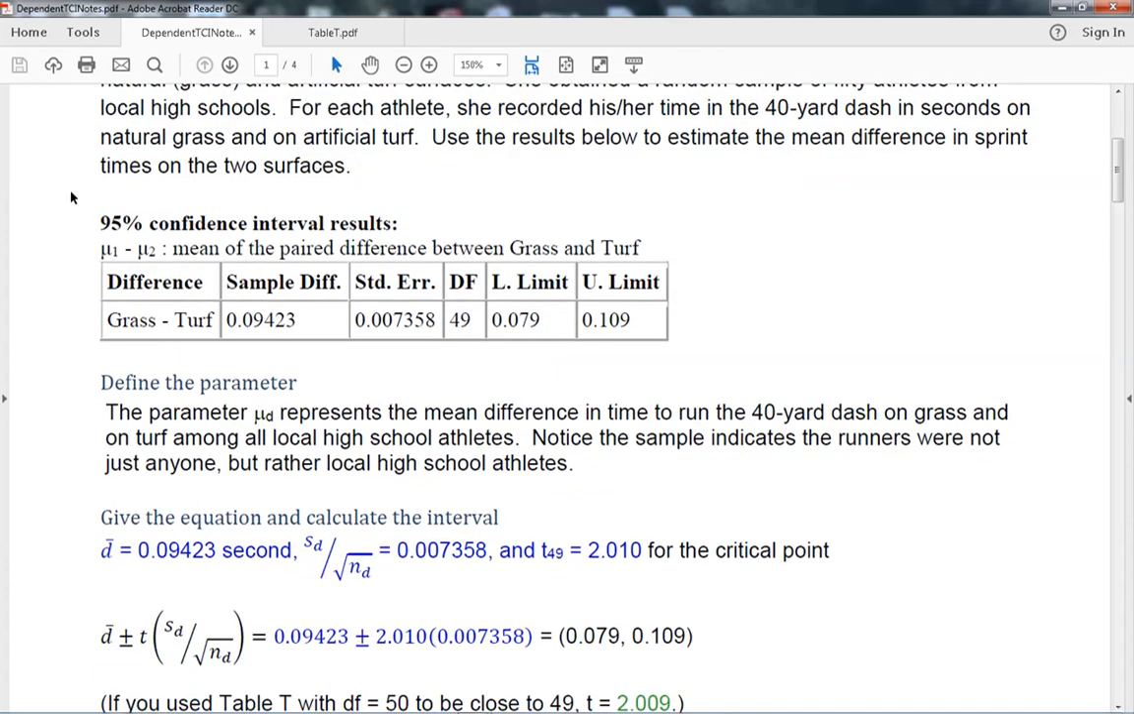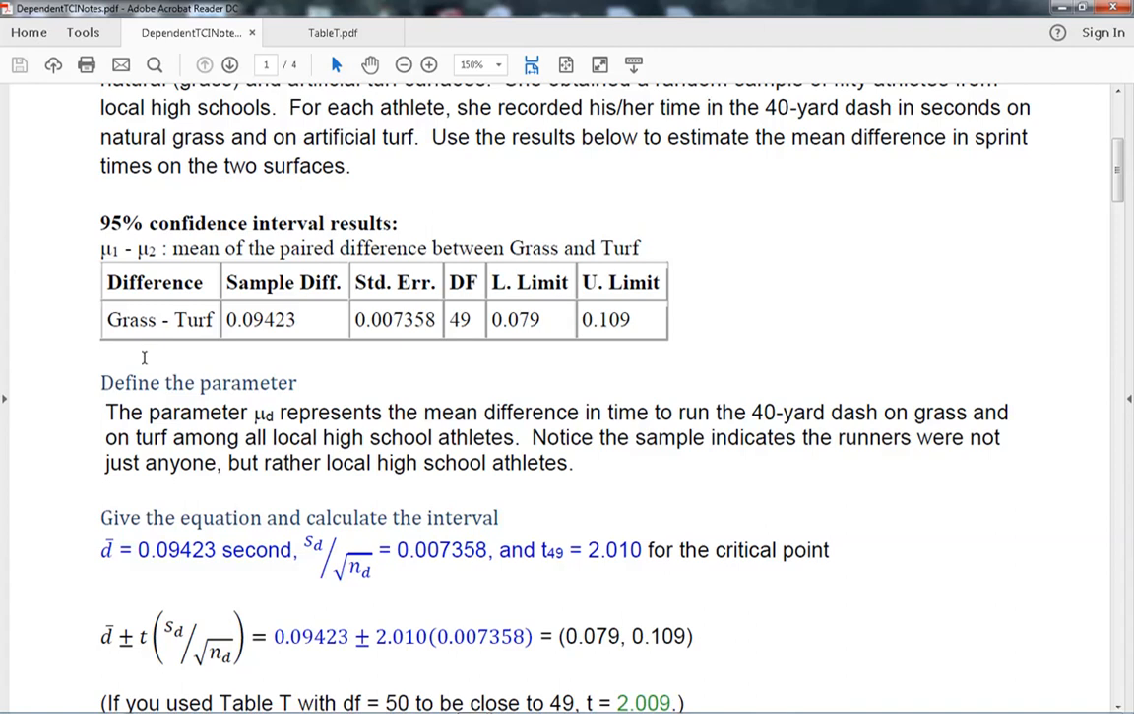Notice the output is using 95% confidence for the level of confidence, and we've got the mean of the paired difference, so we can tell it's paired observations, where the time on grass is first and the time on turf is second. Let's begin by defining our parameter, mu sub d, which is the mean difference in time to run the 40-yard dash on grass and on turf among all local high school athletes. Notice the sample indicated that she only found high school athletes. So these runners were not just anyone, but rather local high school athletes, and that needs to be emphasized.